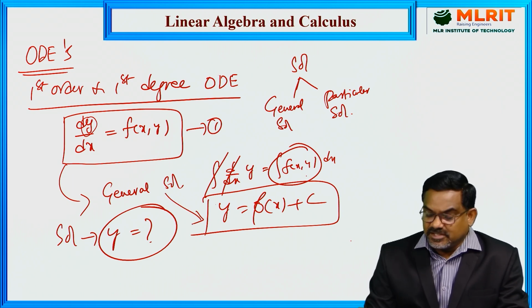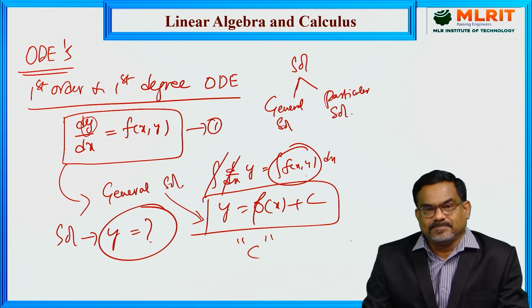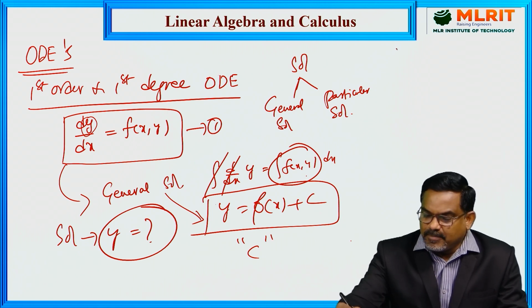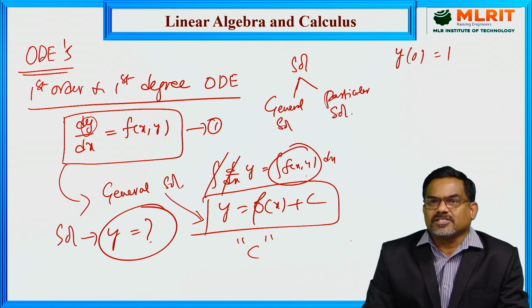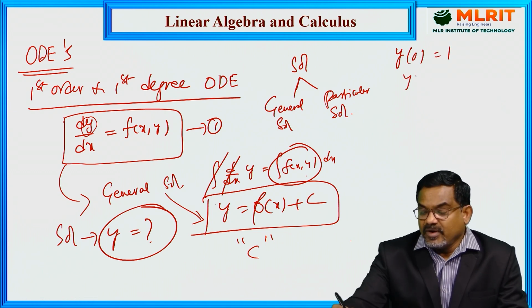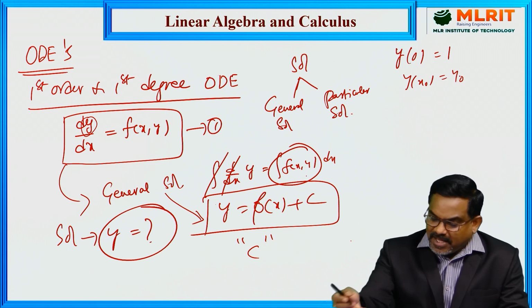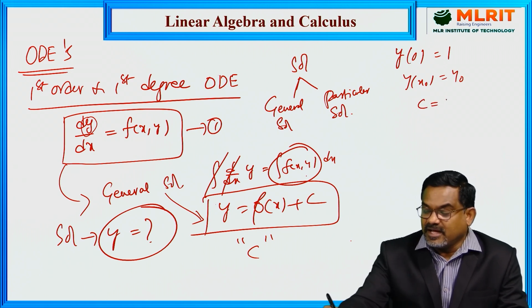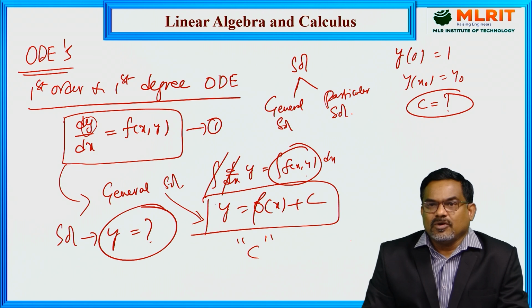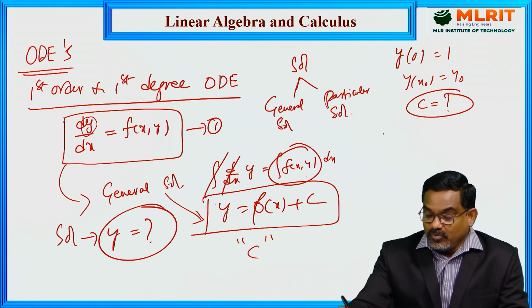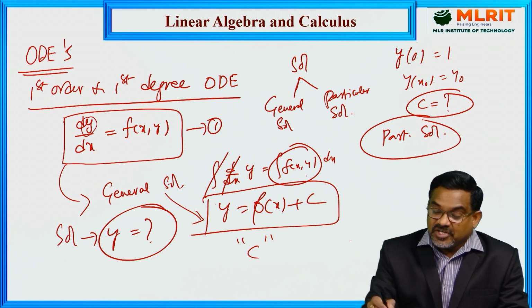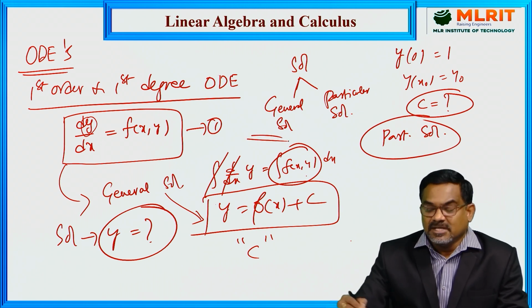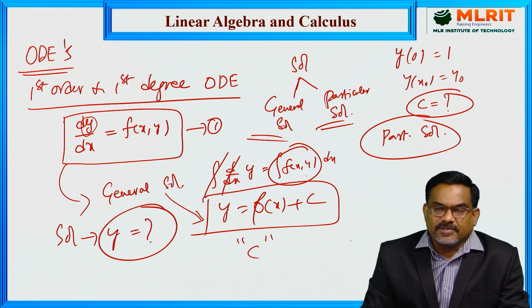The general solution consists of an arbitrary constant c. Now for example, if along with this differential equation an initial condition is given, let us suppose y at 0 is 1, or y at x naught is y naught, by applying this condition on this solution, we can find the value of c also. So by giving a particular value to c, we get the particular solution of the differential equation. The general solution consists of arbitrary constants, whereas the particular solution has the value for that arbitrary constant.